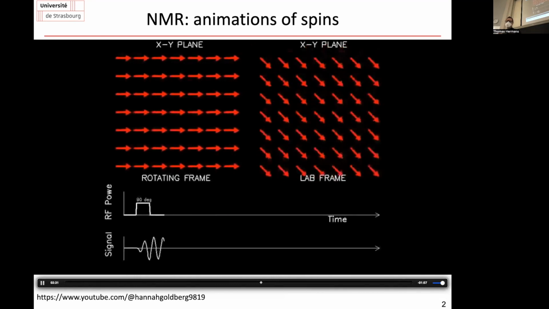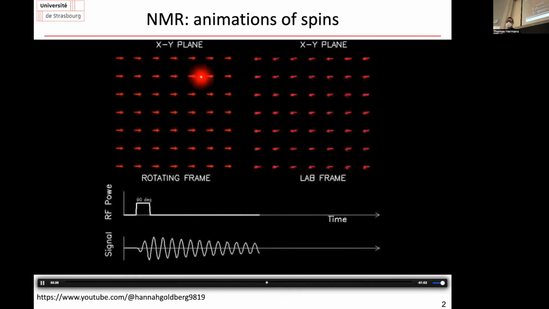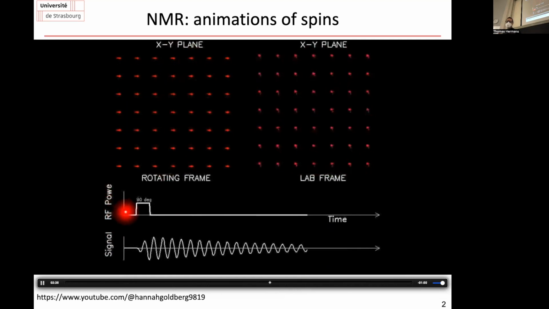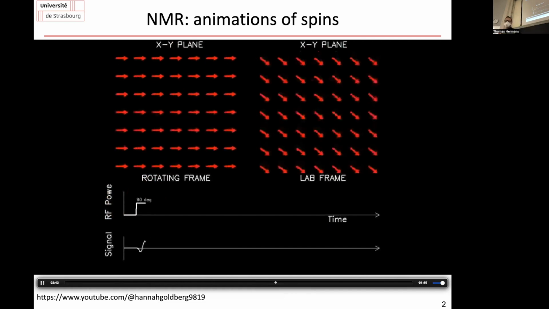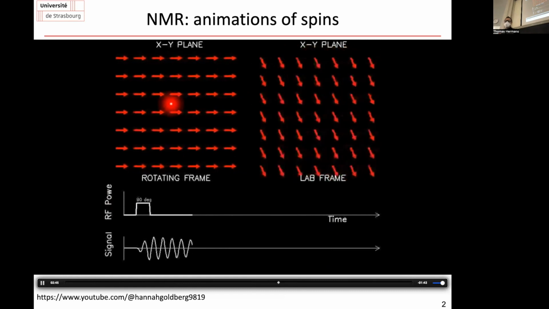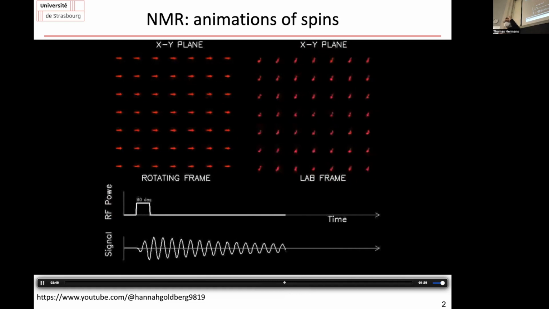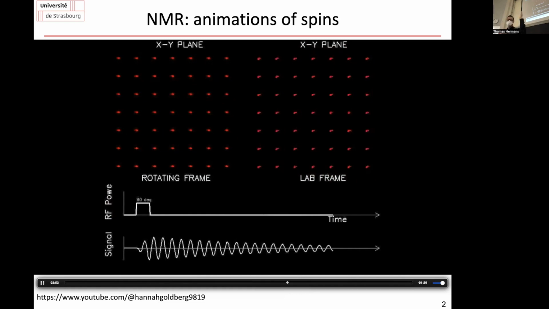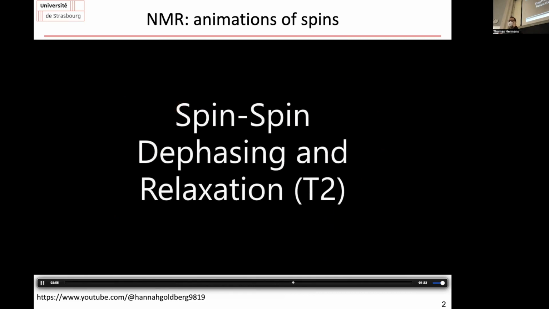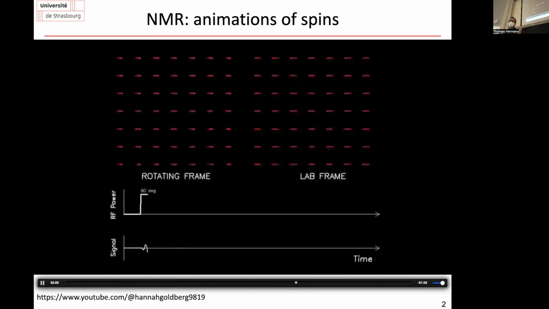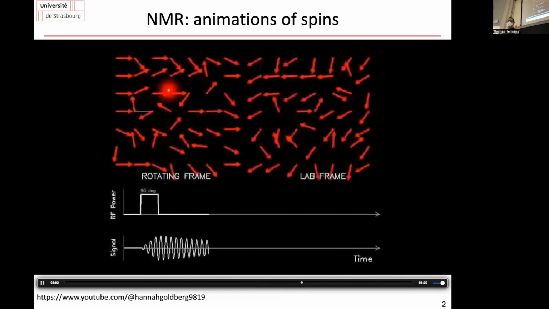Okay, so the first one, T1 relaxation. This is from an MRI movie, actually, but basically so here you will get dizzy, but in the rotating frame, we give this 90-degree pulse. So the spin flips in the XY plane, right? Here you go. And then it starts relaxing. So the angle theta is decreasing, and it ends up with all the arrows pointing in the Z direction. That's T1 relaxation.